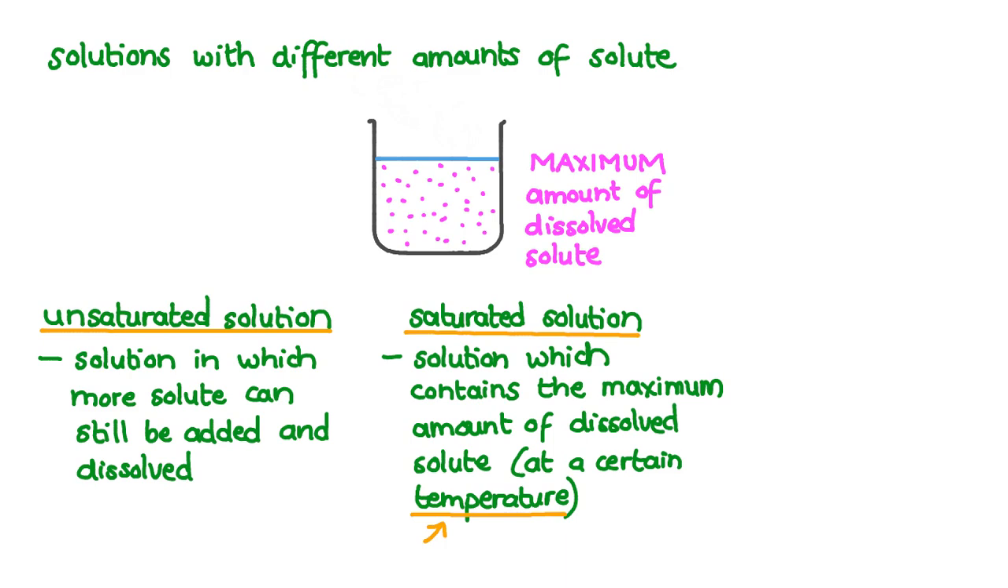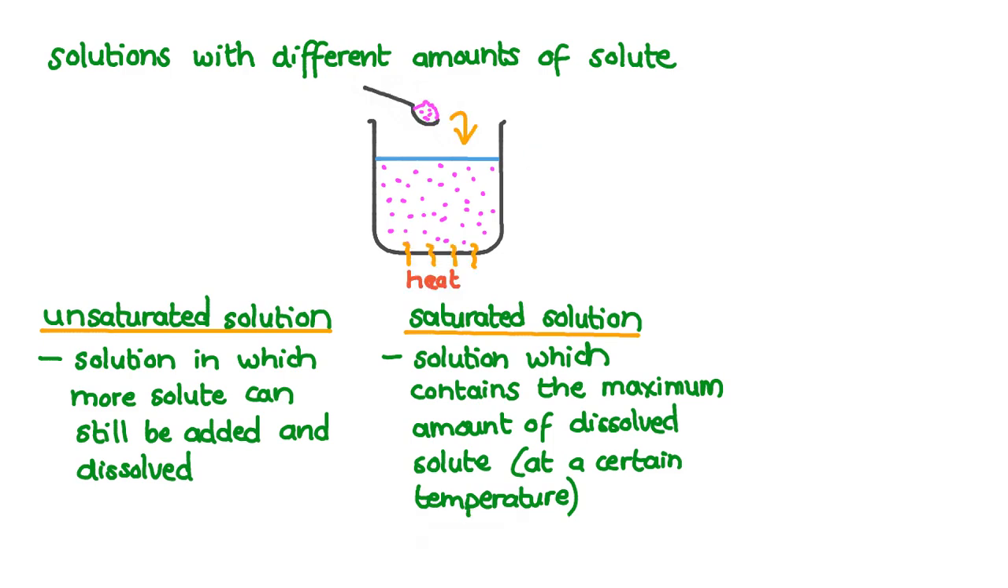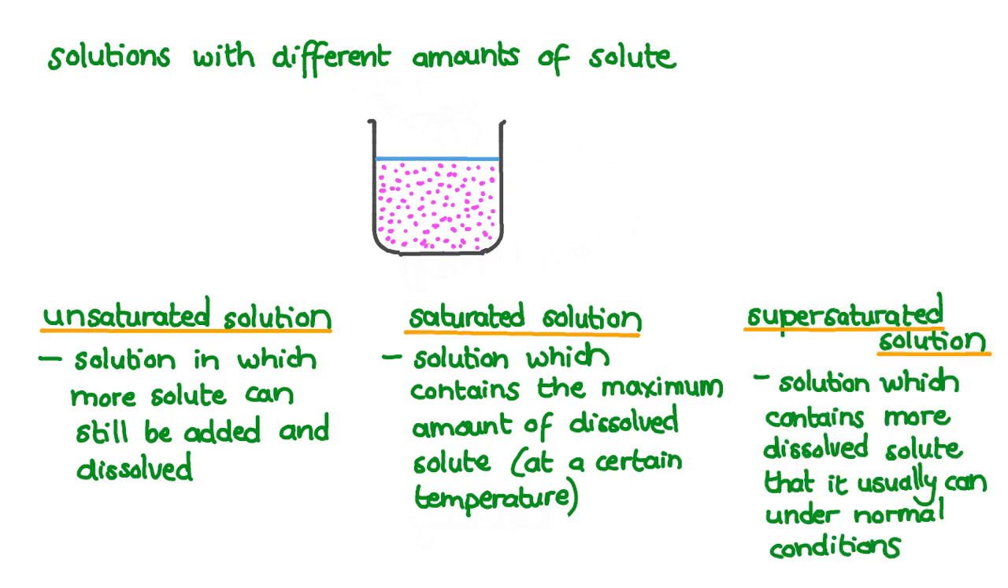We will not go into depth on the effect of temperature in this video, except to say that usually the higher the temperature, the more solid solute can dissolve. The last scenario is one in which more solute is added. We can get the solute to dissolve if we heat the solution. We can then let the solution cool back down to its original temperature. The solution is super concentrated. We call it a supersaturated solution.